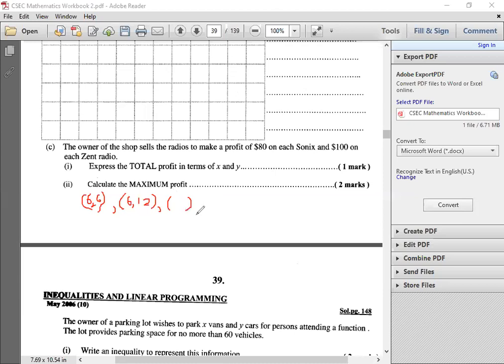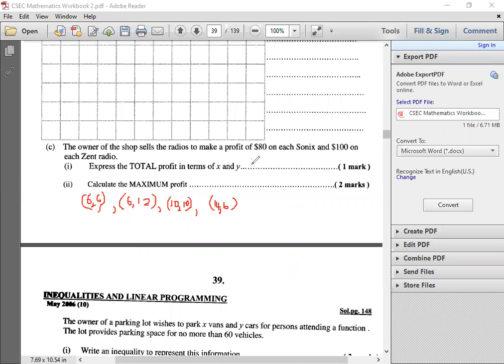What are the other 2? Sir, one is 10 and 10, and the other one is 14 and 6. 10 and 10, then 14, 6. Yes, sir. All right. So give me the equation now.